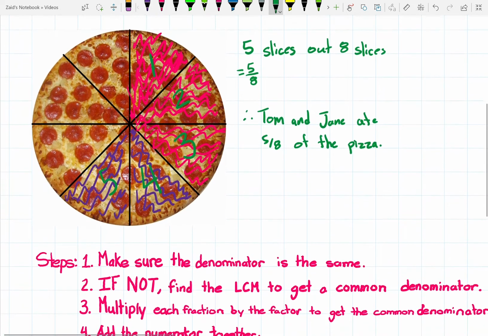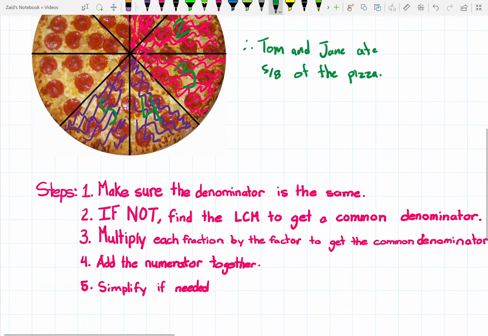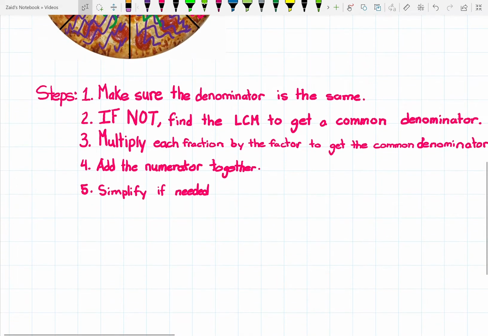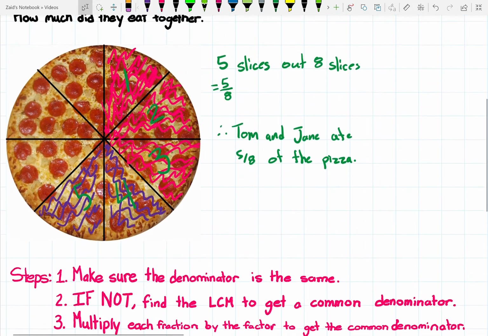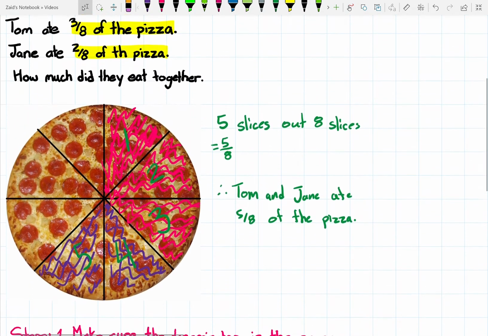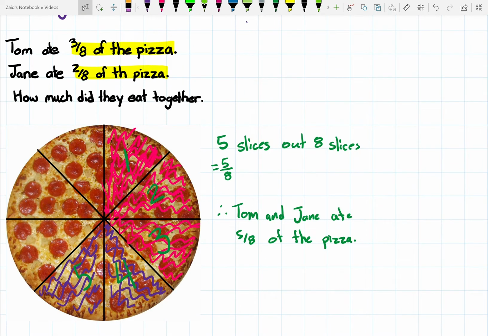Now, let's look through this step by step. The first step is to make sure that the denominator is the same. If I look back at the denominators, they are the same. If I first write it, 3/8 plus 2/8, the denominators are the same, where 8 is for what Tom ate, and the denominator for what Jane ate was 8. So they are the same.